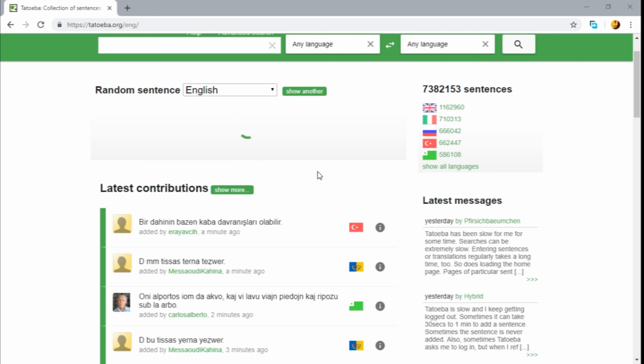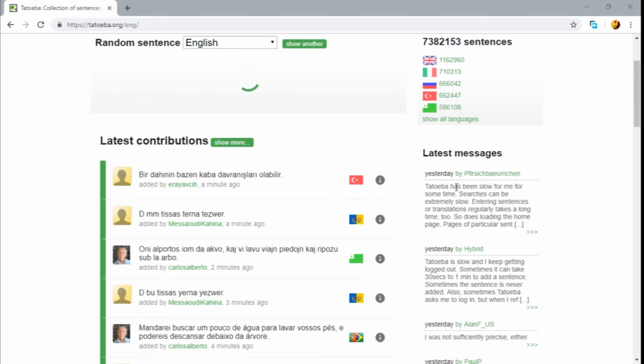Let's wait a little bit more. Yeah, it's gonna take forever. I think the site is broke or something, or is it my internet? It can be a combination of both.